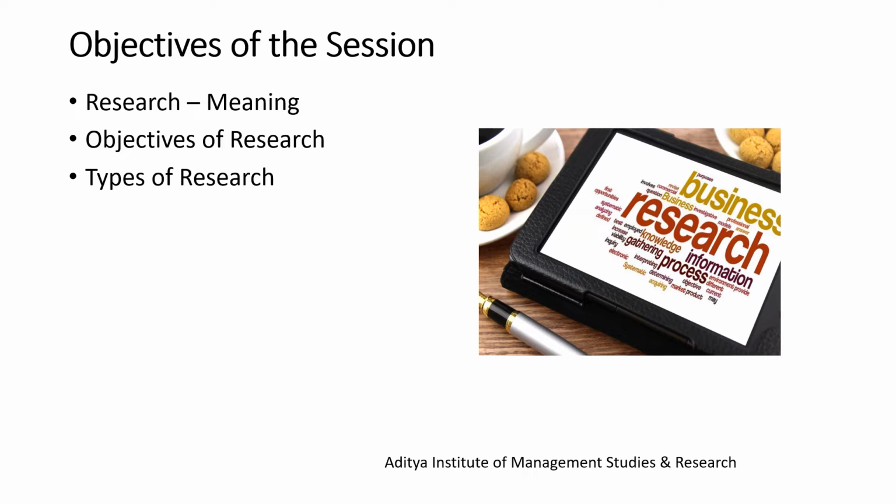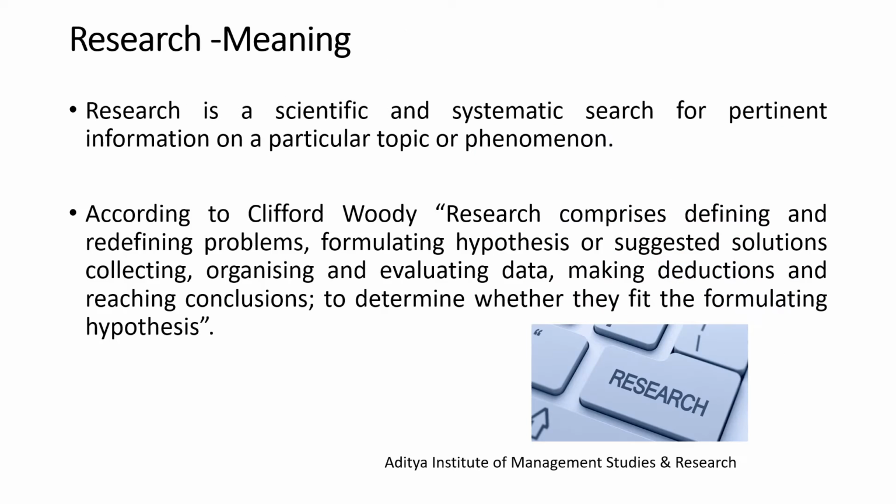The objectives of the session are understanding the meaning of research, objectives of research and types of research. Research meaning. Research is a scientific and systematic search for pertinent information on a particular topic or phenomenon. According to Clifford Oddy, research is a systematic process, consists of defining problem, formulation of hypothesis, collection and analysis of data to draw some meaningful conclusions and assessing whether they fit the formulated hypothesis. In simple words, the purpose of research is to find answers for questions.